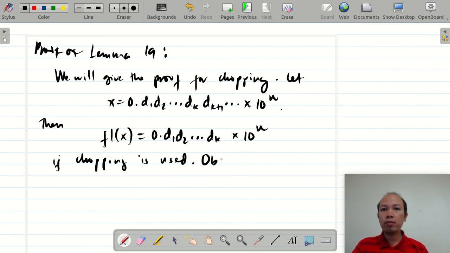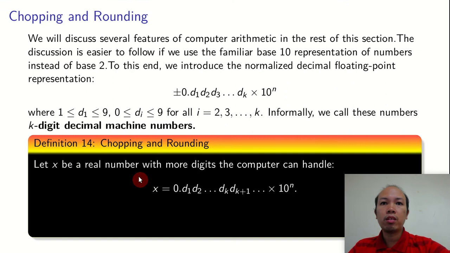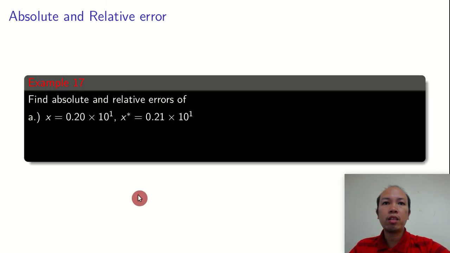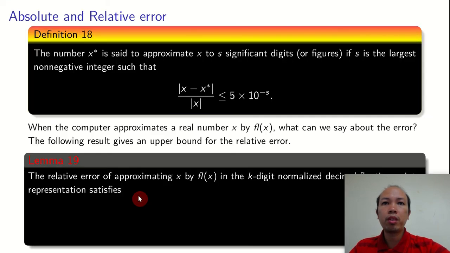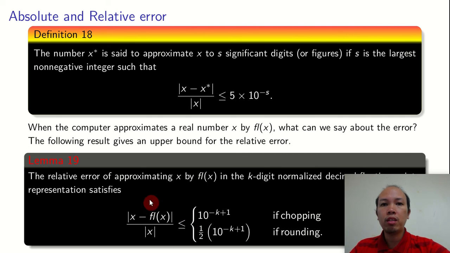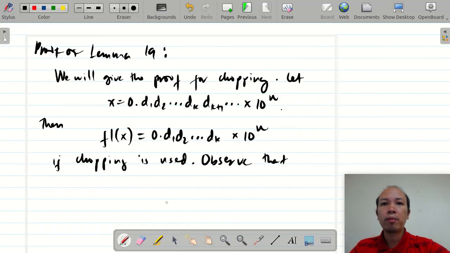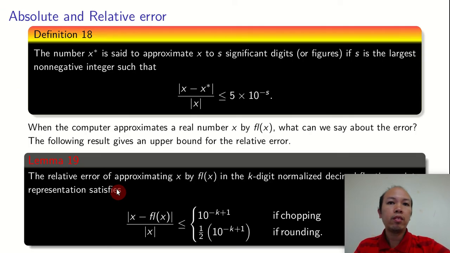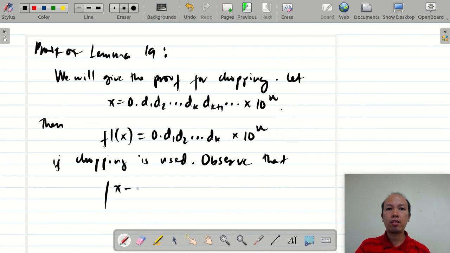Okay, so let's now plug into the formula. Our formula, as you can see here, is Lemma 19, for the absolute error. Let's copy this one. Observe that x minus fl of x.